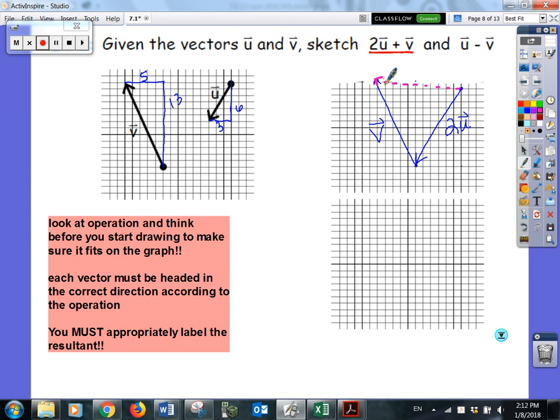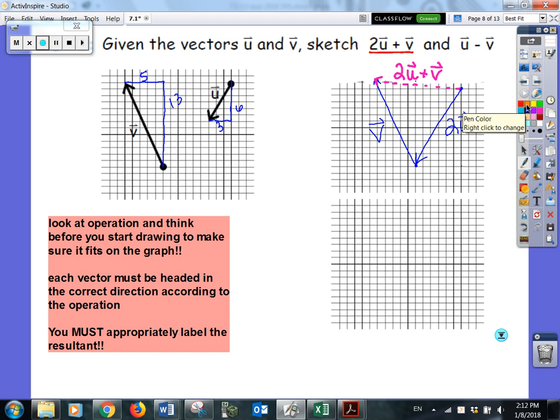Now, if you draw a dashed line, to me, a dashed line means it's the resultant. If you want to go one step further and label that 2u plus v, that's fine. Just be sure that you do that correctly. Don't put the vector sign over the 2. Okay, the dotted line only with the arrow is fine with me. That shows me that you know what the result is.